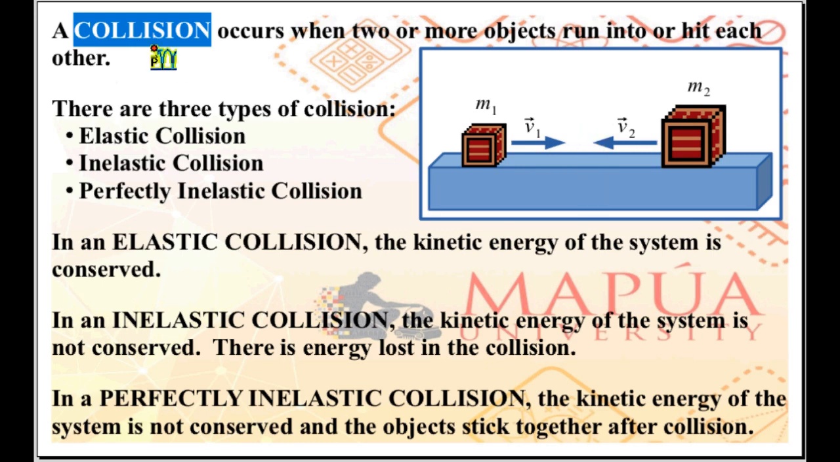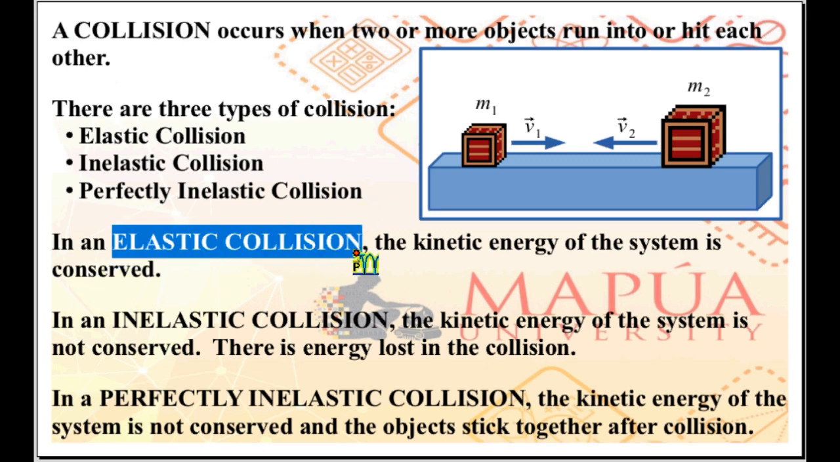You have collision. There are three types of collisions to speak of. You have elastic collision, inelastic collision, and perfectly inelastic collision. In an elastic collision, the kinetic energy of the system is conserved, meaning initial kinetic energy is equal to final kinetic energy.